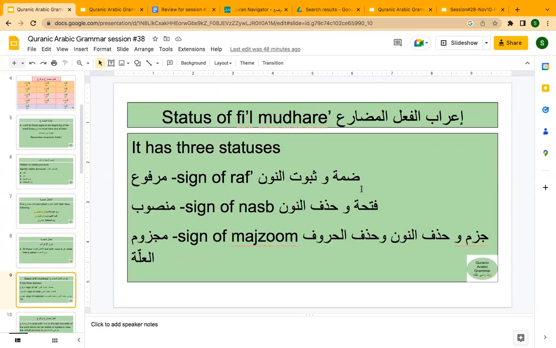So the sign of raf is dhamma or sabutun noon. If noon is present in your word, then I know my mudare is raf in status. If my mudare is ending with dhamma, in case of huwa, hiya, anta, ana, nahnu, I'm going to call it mudare marfu. In case of huma, antuma, hum, antum, as a pronoun in a fail, or in case of anti, the presence of noon, noon being intact, is going to be the sign of a raf status.